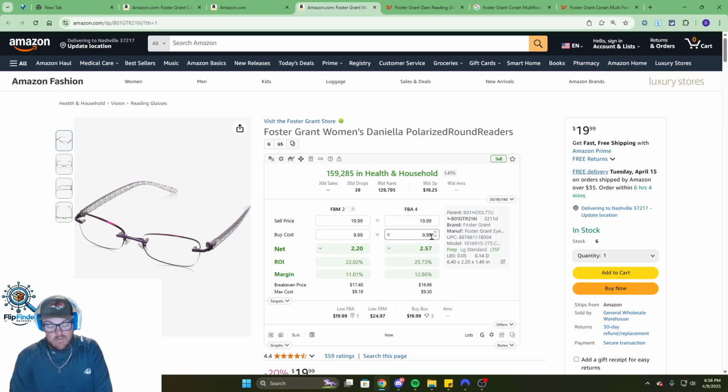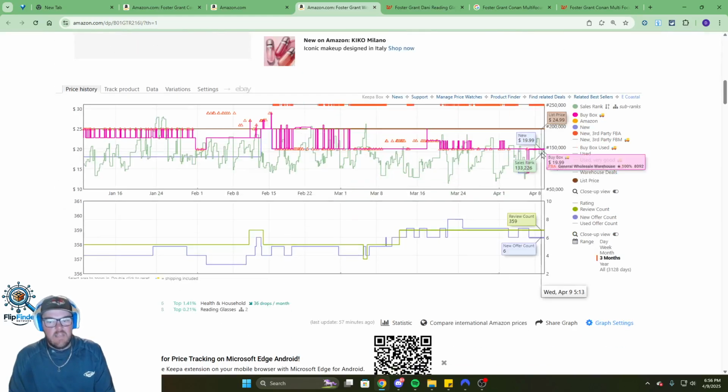Not the greatest, but you've got to remember that we can get that discounted gift card at an additional 14%. It's going to take us up to $4 profit, 46% ROI, which is a really solid flip. Very happy to keep a chart here.